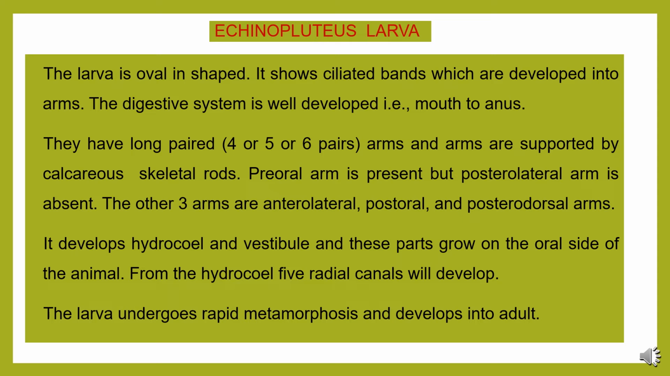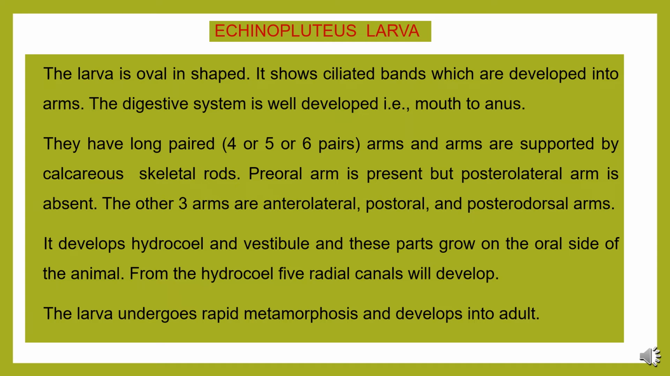The larva is oval in shape. It shows ciliated bands which develop into arms. The digestive system is well developed, that is, mouth to anus. They have long paired arms, 4 or 5 or 6 pairs, and the arms are supported by calcareous skeletal rods. Preoral arm is present, but posterolateral arm is absent. The other 3 arms are anterolateral, postoral, and posterodorsal arms.